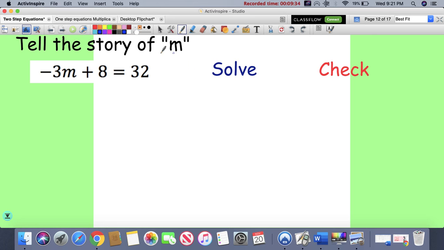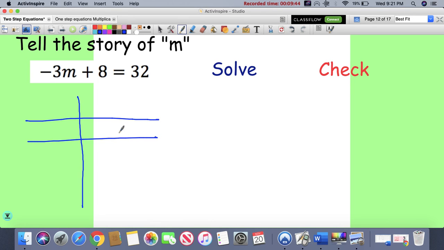So, here we go. Again, let's do another one. Cross that out. So the first thing, again, what's my variable? My variable is an m, which is being multiplied by negative 3. And then 8 is added to it, and it's resulting in 32. So that's the story that this equation tells me.